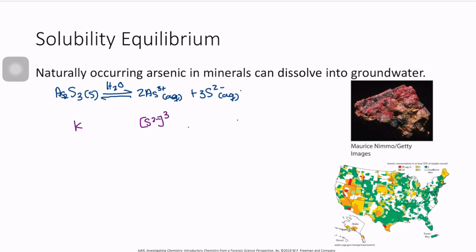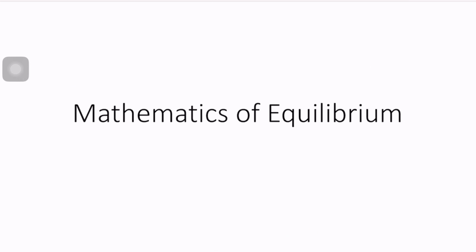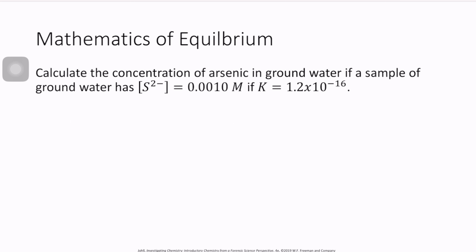It's hard to read. There we go. So we can perform calculations to determine how much arsenic could be present in groundwater. We can calculate the concentration of arsenic in groundwater if a sample of groundwater has a concentration of sulfide of 0.0010 molar. And then I have the equilibrium constant for arsenic sulfide.